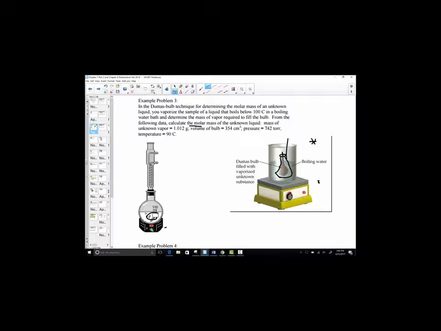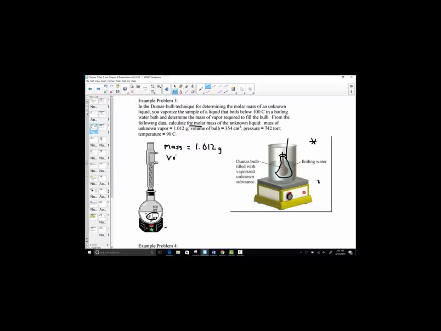So our job is to calculate the molar mass of this unknown liquid by turning it into a gas and then recondensing it. The mass of the unknown vapor, so what we'll end up doing is weighing an empty flask and weighing it again at the end of the experiment to determine how much weight was gained by the condensation of the gas, 1.012 grams according to this data set.